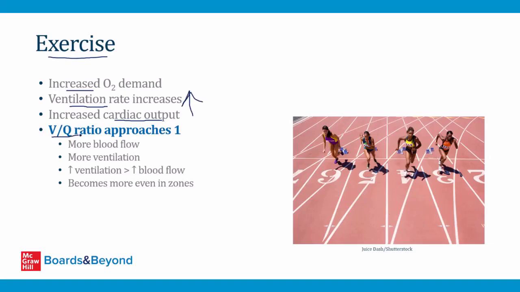The VQ ratio, however, it turns out approaches 1 for the lungs overall. Normally, it's about 0.8, and it goes up slightly with exercise. That's because even though there's more blood flow and more ventilation, the increase in ventilation is greater than the increase in blood flow, such that the VQ ratio goes up. You also see a more even distribution of the VQ ratio in the zones of the lung with exercise. It doesn't vary as much in going from the base to the apex.